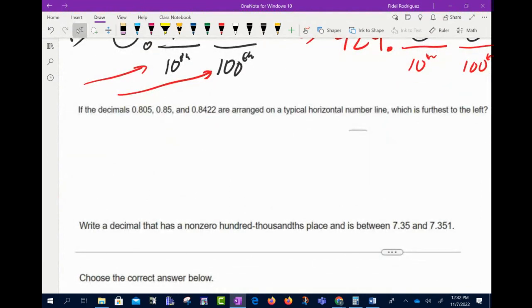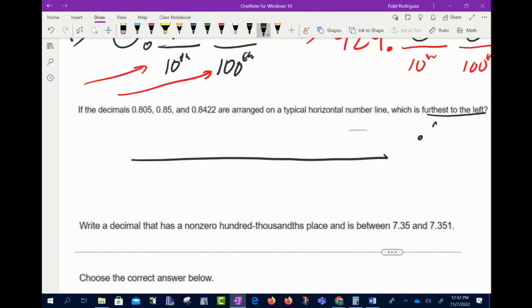All right, so look, y'all, it says if the decimals 0.805, 0.85, and 0.8422 are arranged on a typical horizontal number line, which number is furthest to the left? Okay, so I want to think about what they're asking me to do. Here's a number line, okay? We're going to put these numbers from smallest to biggest.